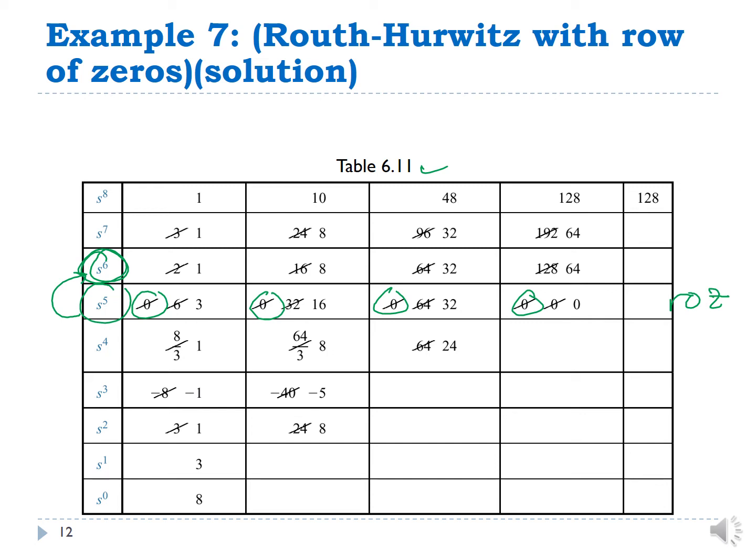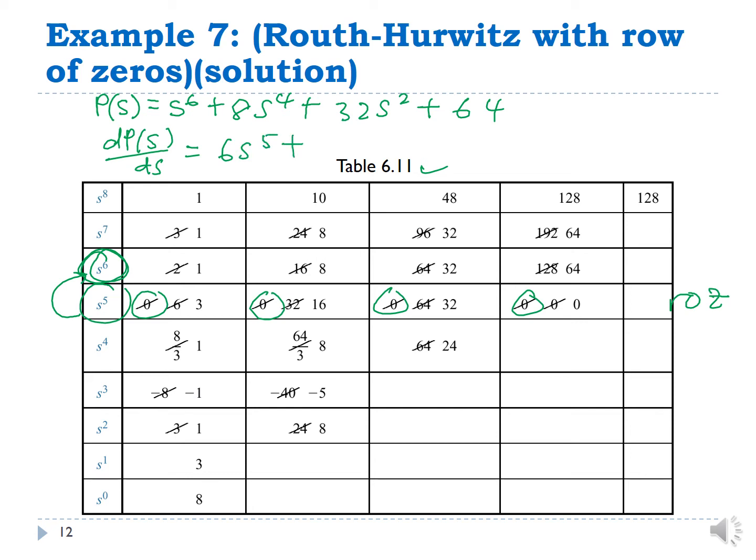form the even polynomial. The even polynomial based on the s^6 row is P(s) equal to s^6 plus 8s^4 plus 32s^2 plus 64. And its differential equation that will replace the row of 0 is dP/ds equal to 6s^5 plus 32s^3 plus 64s plus 0. Then completing the table until s^0.